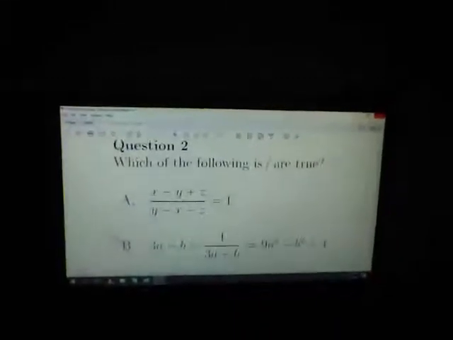For the second question, we want to see which one is true and which is not true. Okay, let's go to the solution. Let's go to the solution, man. We don't waste your time. Quick, let's go to the solution.